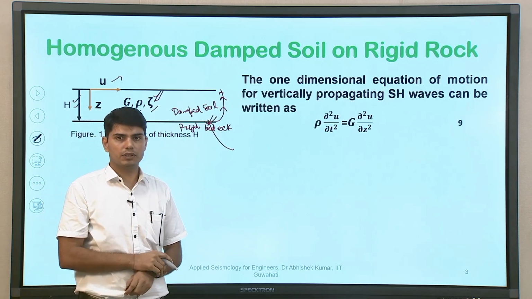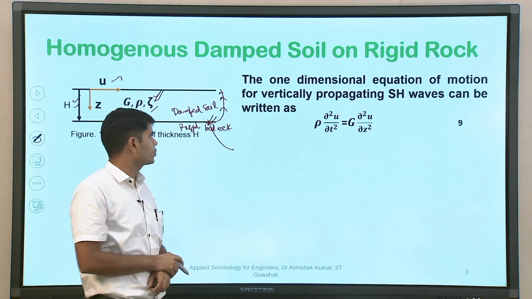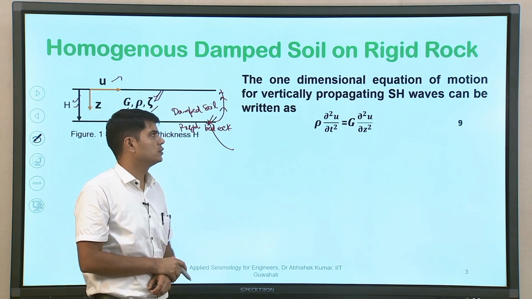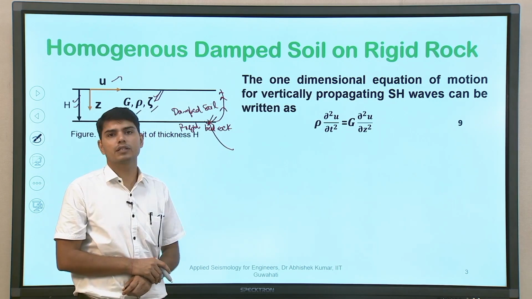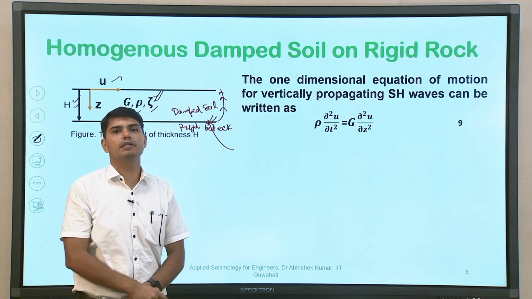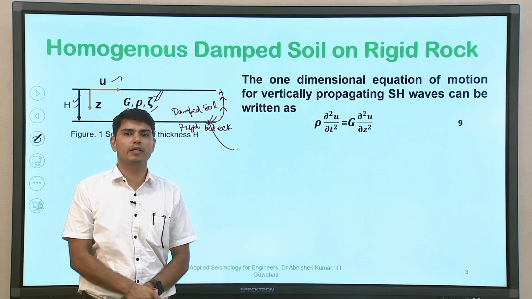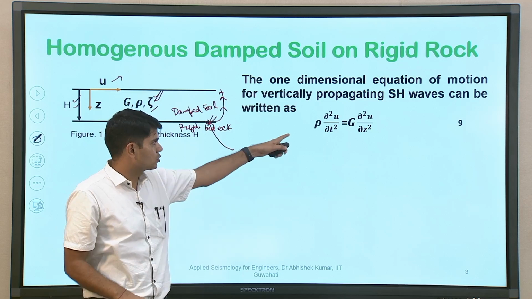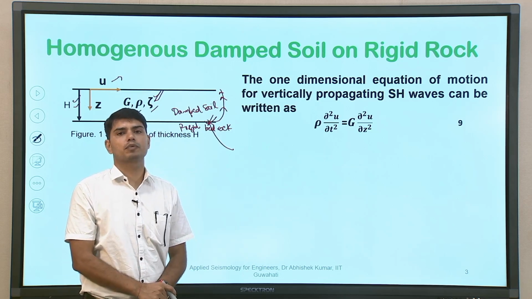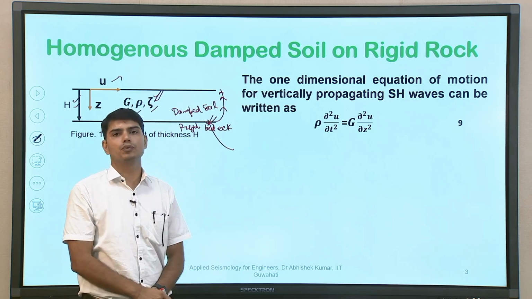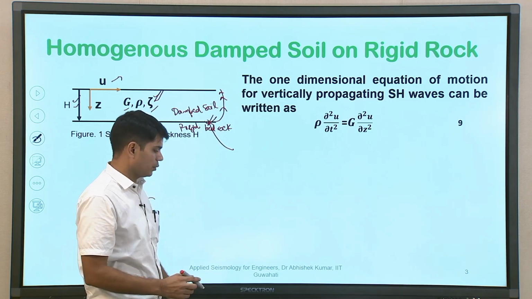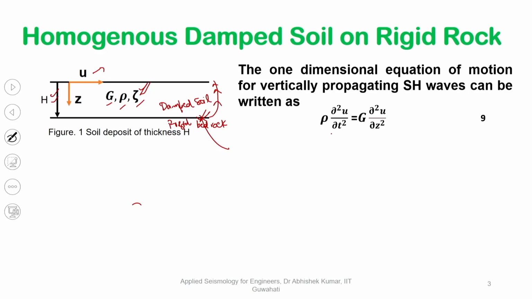The one dimensional wave equation we have already discussed: rho ∂²u/∂t² equals G ∂²u/∂z². Initially we determined this equation in terms of angular displacement, then we also modified that equation with respect to the value of u. Now, if you see this equation, the displacement with respect to time and space is solely dependent upon the shear modulus. So, this is primarily the equation for undamped soil.